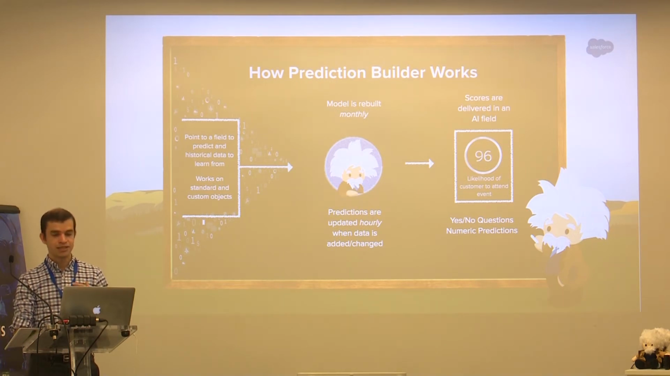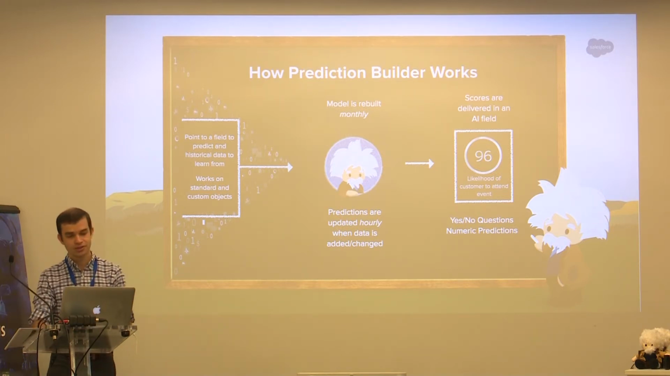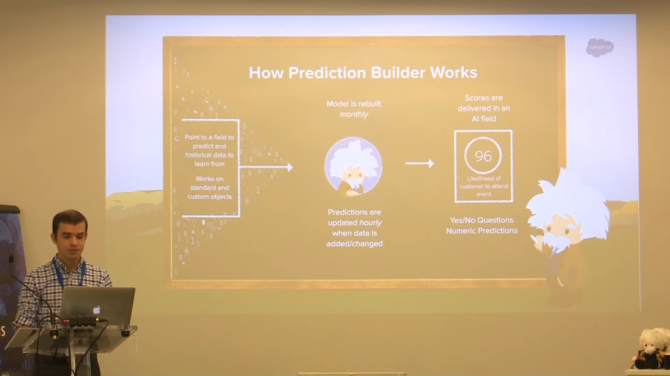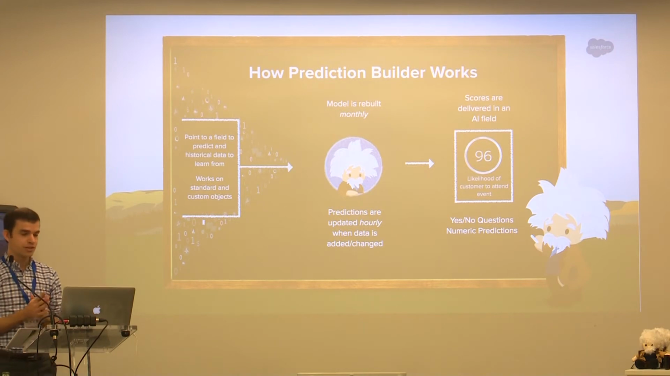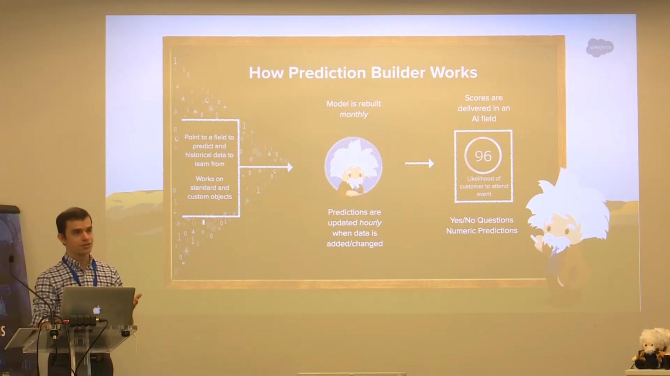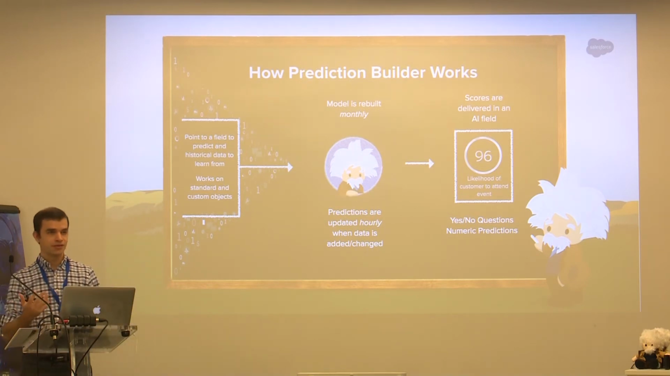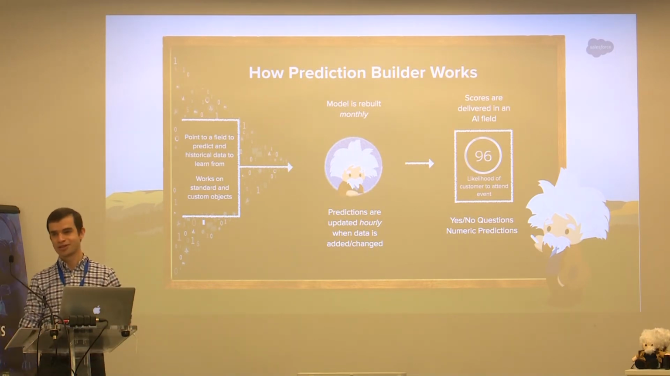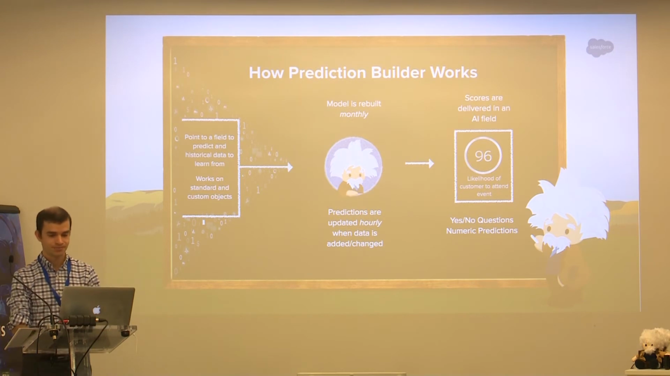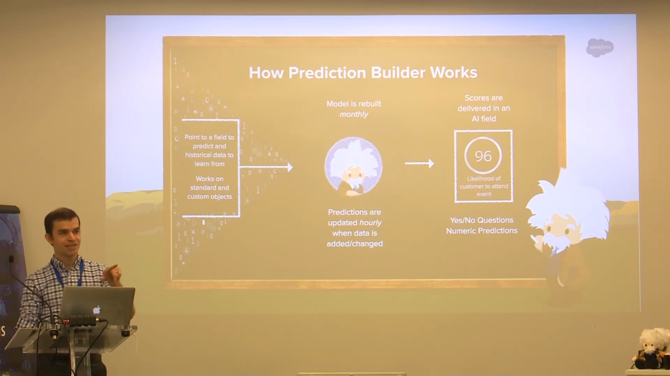And at the end, you get a score, and the score will be a number between 0 and 100, which will be an answer to one of two questions, either a yes or no question or a numeric prediction. Yes or no question, for example, is this customer going to churn or not? A numeric prediction could be, what is the lifetime value of a customer? What's the price of a house? Whatever, a number.